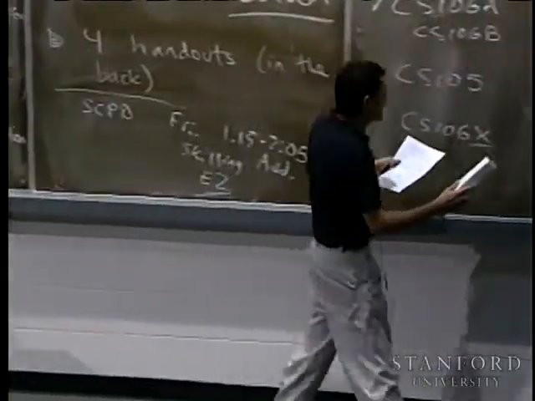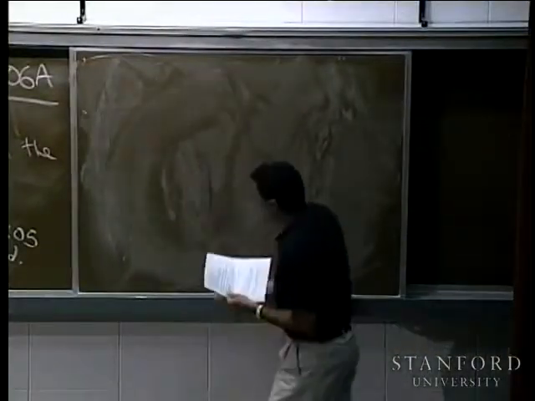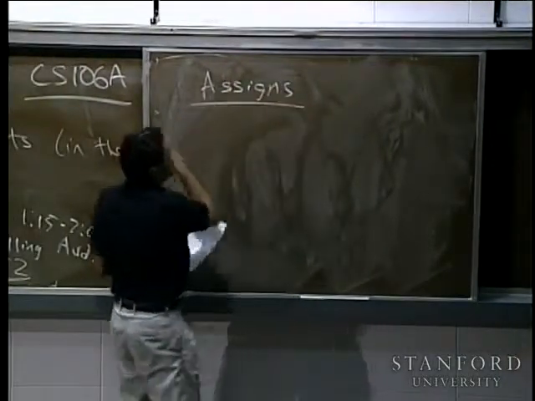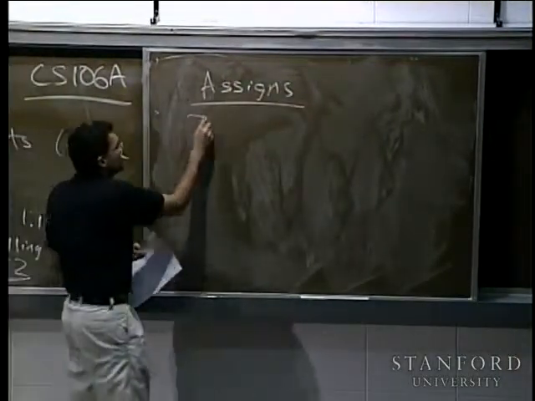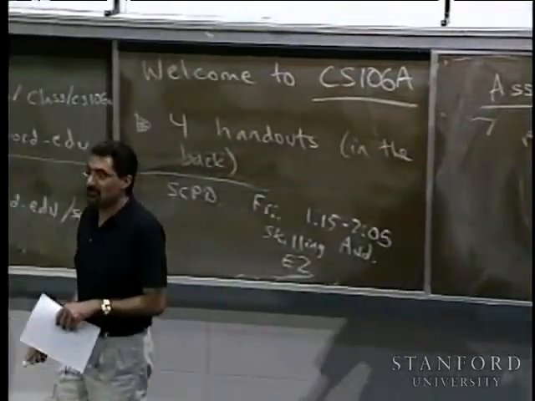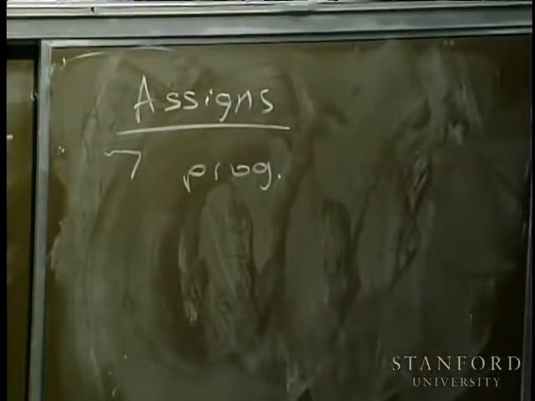So let's talk a little bit about assignments and a little bit of other logistical things. So assignments, we'll just call them the dreaded assigns. There are 7 programming assignments. And if you look at the syllabus handout number 2, it tells you when all of them are due, all the way through by day, so you can plan out your whole quarter. It's just that much fun.